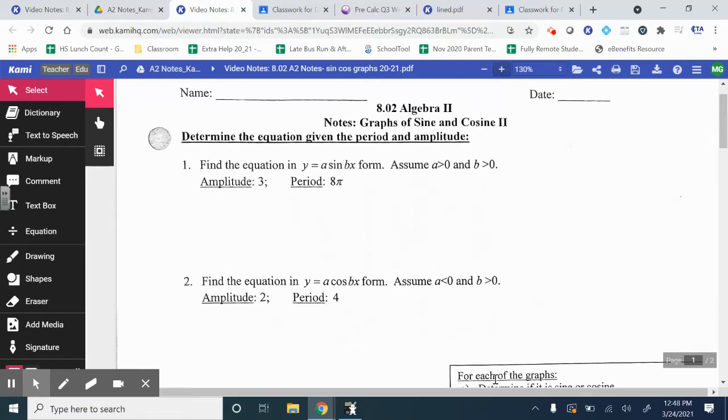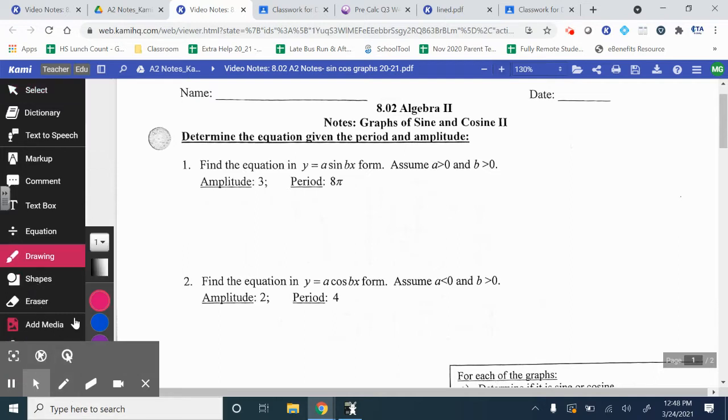We're on 8.02 notes for Algebra 2. Given the graphs, I want you to write equations for sine and cosine today. Before we look at the graphs, though, we're going to just give you some information, and I want you to figure out the equation for sine and cosine.